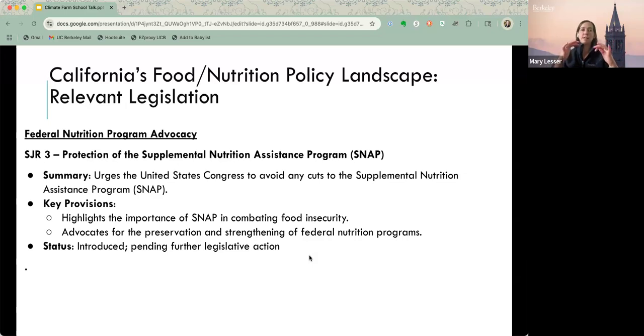So again, it's important to think about our state policies, but also those federal policies that may impact how we're able to implement our state policies or programs.